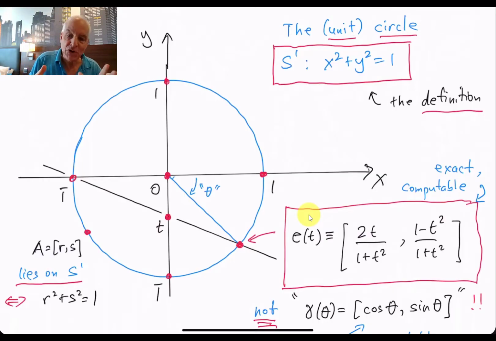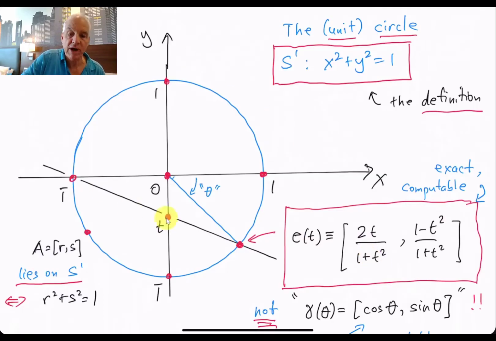So we have the unit circle. Its equation is x squared plus y squared equals 1. Here it is in the usual xy plane. The standard parametrization is given by e of t equals (2t over 1 plus t squared, 1 minus t squared over 1 plus t squared). In terms of this parameter t, which you can think about as being a position on the horizontal axis, we're connecting that position with the point minus 1 over here. Notice I'm using 1 bar for minus 1. And the point that we get then is given by this.